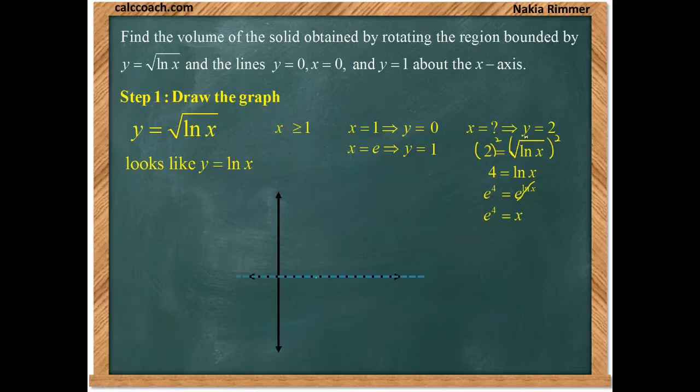And so we'll just give it that same kind of look, starting at 1, like the natural log of x, but it grows slower. The x-axis is what we're rotating about. These other lines here are just the axes, right? y equals 0, that's the x-axis. x equals 0, that's the y-axis. y equals 1, that's the line there. And so we're talking about this region here.